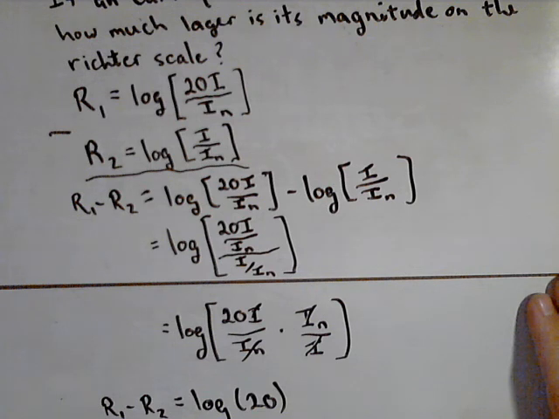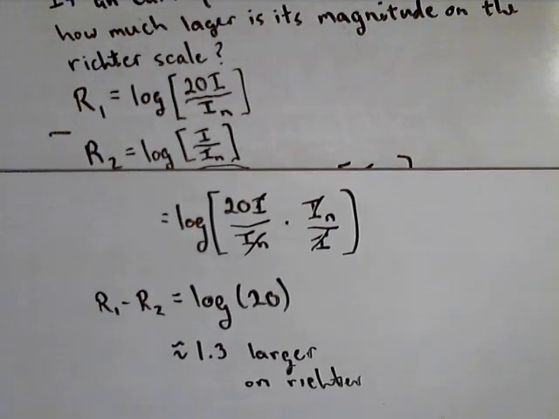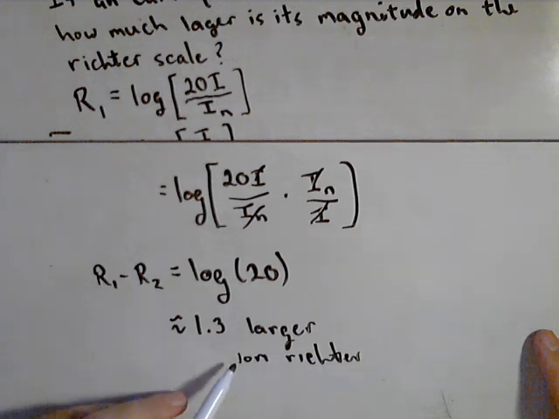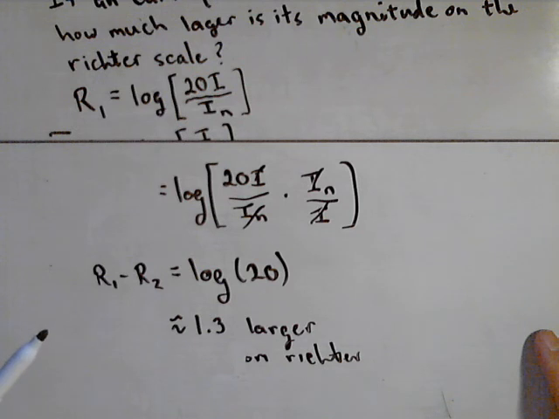So r1 will be log 20 larger than r2, or if we wanted a numerical answer, we would see that it'd be about 1.3 larger on the Richter scale. So about 1.3 larger on the Richter scale. You'll see this technique used a lot in these kinds of problems.